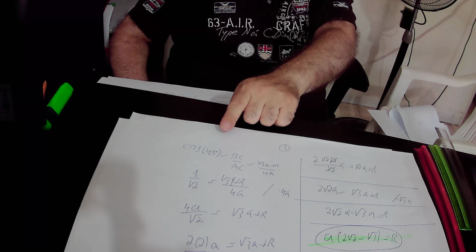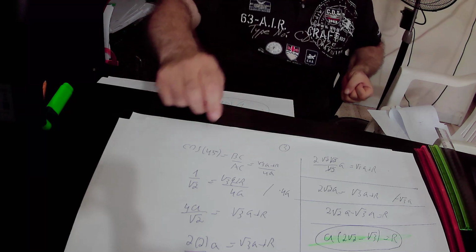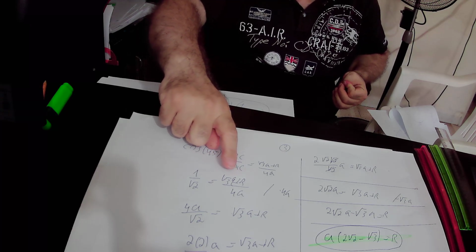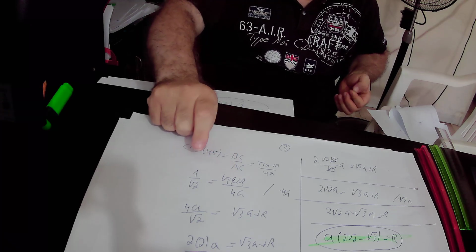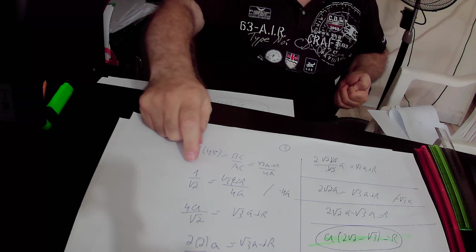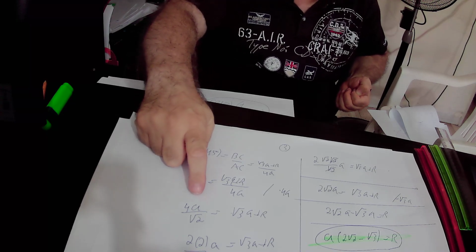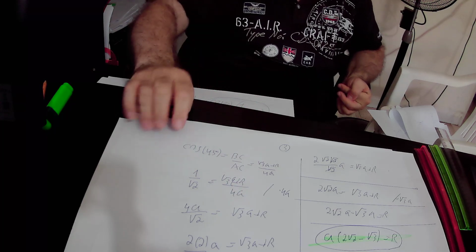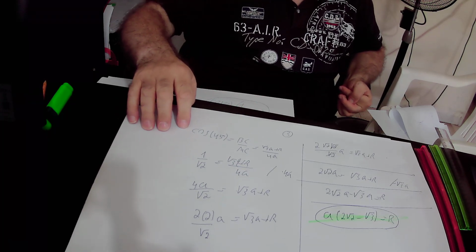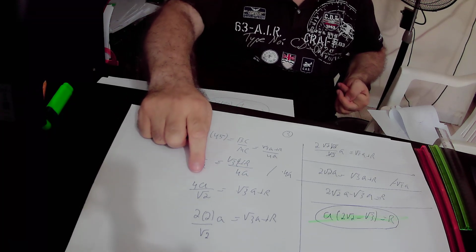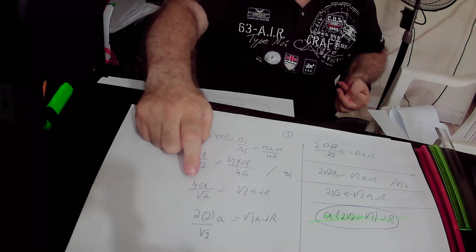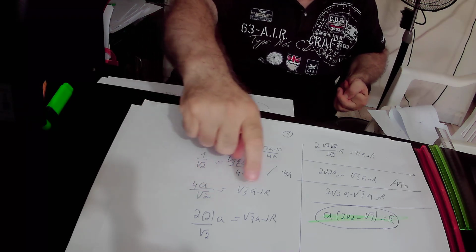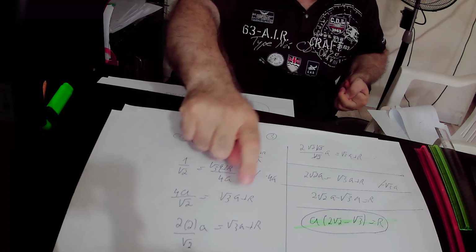So in conclusion, we found out that 1 over square root of 2 equals square root of 3 times a plus r over 4a. We multiplied this equation by 4a and we got that 4a over square root of 2 equals square root of 3 times a plus r. Then we substituted 4 by 2 times 2 and we got here that 2 times 2 times a over square root of 2 equals square root of 3 times a plus r.